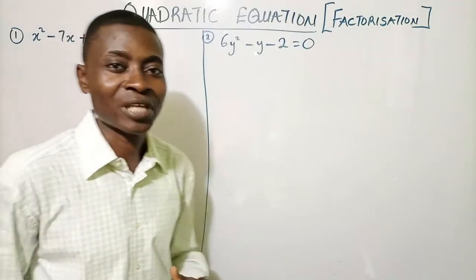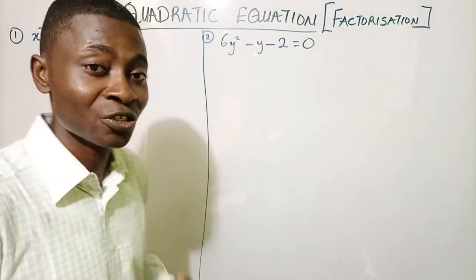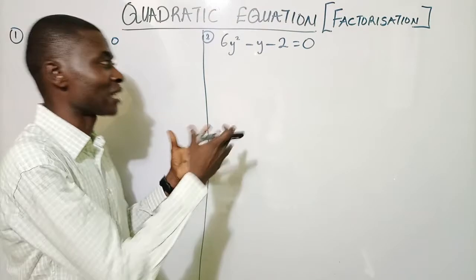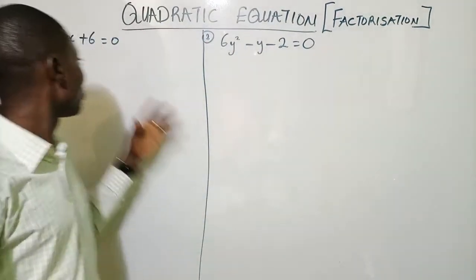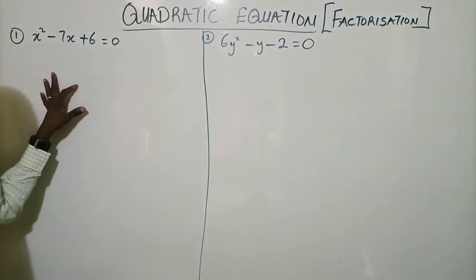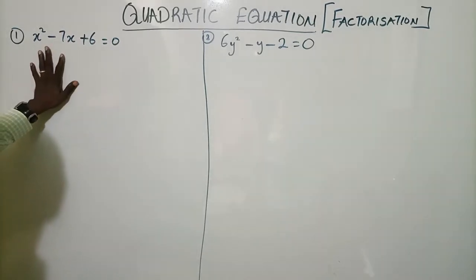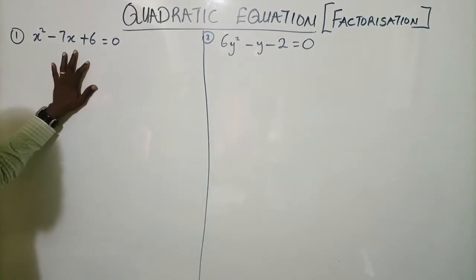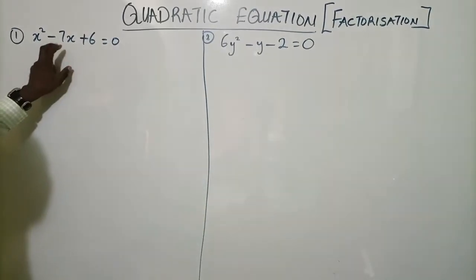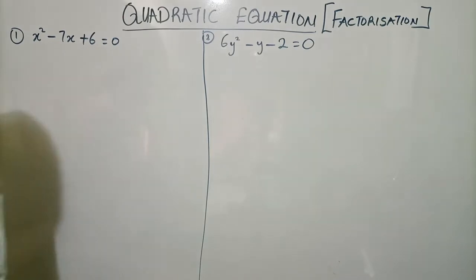So in our class today, I'll be showing us how we can use the factorization method to answer questions relating to quadratic equations. On the board, we have two questions. The first one says we should solve this equation. We're going to solve this using the factorization method. We have x squared minus 7x plus 6 equals 0.